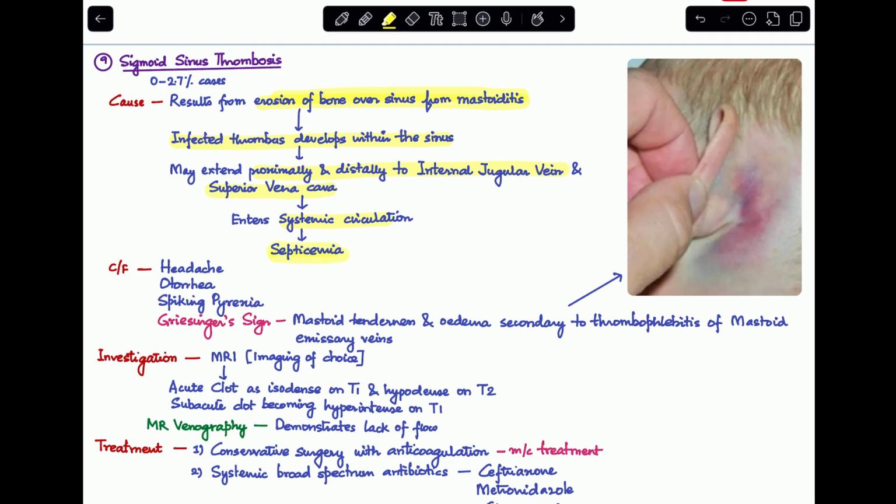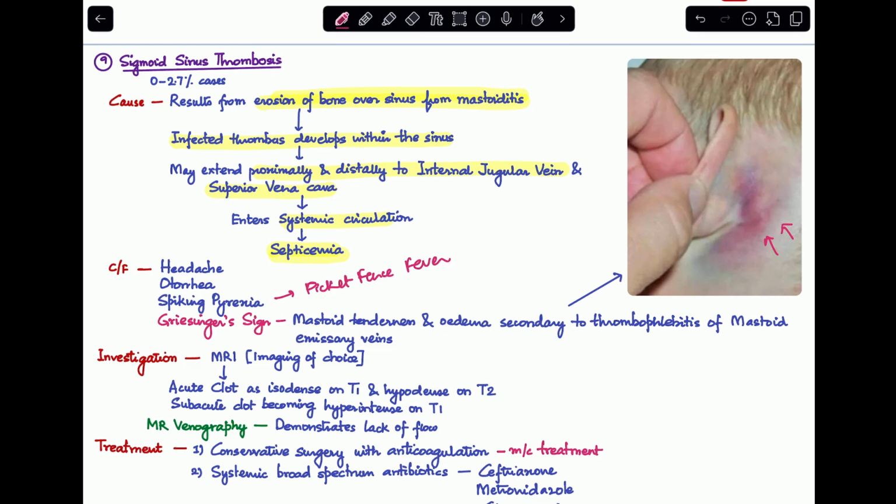A patient of sigmoid sinus thrombosis will come to you with intense headache, otorrhea, and spiking fever. The fever in this case is known as picket fence fever. A very common sign that we see in these patients is known as Griesinger's sign. Griesinger's sign is basically when there is mastoid tenderness and edema secondary to the thrombophlebitis of mastoid emissary vein. You can see in the image over here, this is what Griesinger's sign looks like. You can see some tenderness and erythema over the mastoid area and edema, which is secondary to the thrombophlebitis of the mastoid emissary vein.